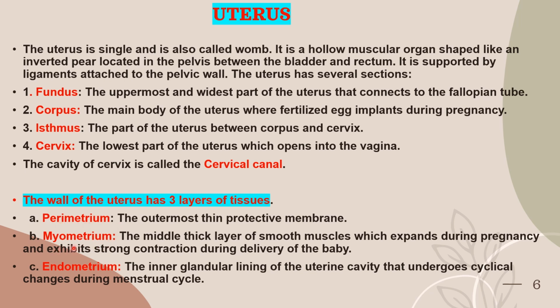The outermost protective layer is the perimetrium. The middle layer, made up of smooth muscles, we call the myometrium, and the inner glandular lining of the uterine cavity, which undergoes cyclic changes during the menstrual cycle, is called the endometrium. So what are the three layers of the uterine wall? The perimetrium, myometrium, and endometrium.